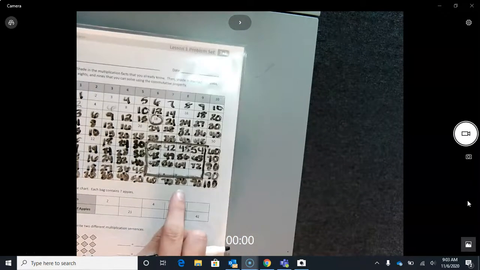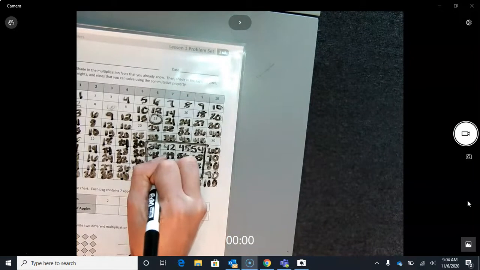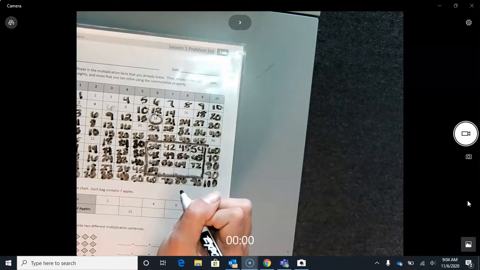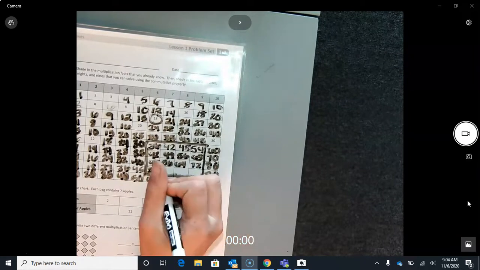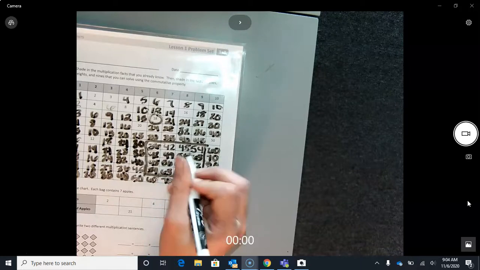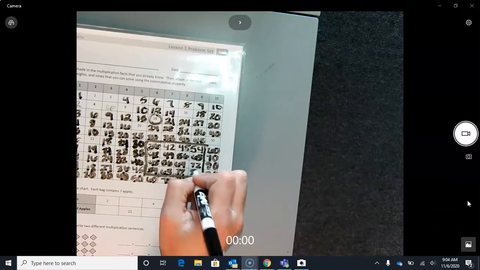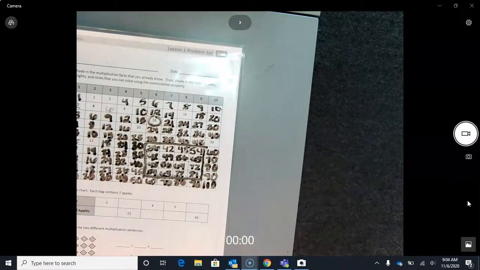All right, now let's move to our 9s. 9 times 6 is 54. We know these from the commutative property. 9 times 7 is 63. 9 times 8 is 72. And 9 times 9 is 81. So because we did know our 9s from the commutative property, we really only have 12 facts that we can't use the commutative property to solve for.